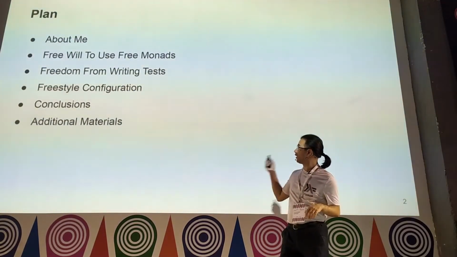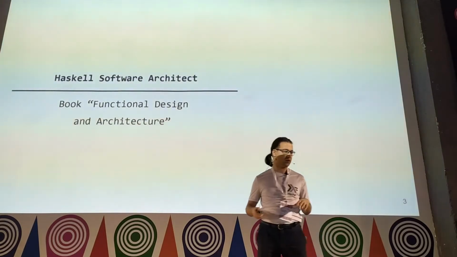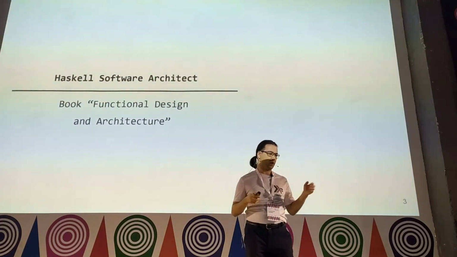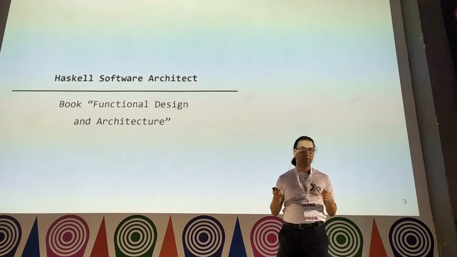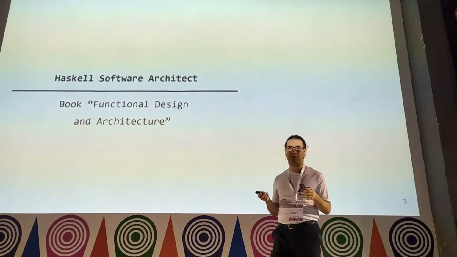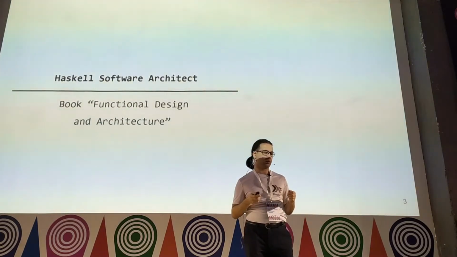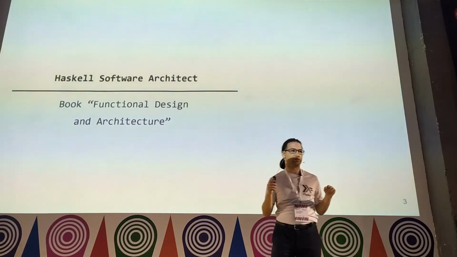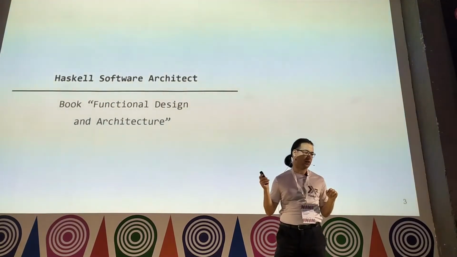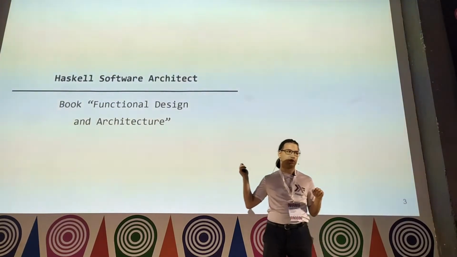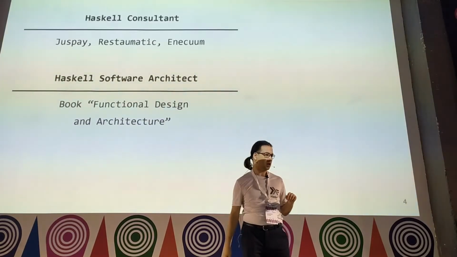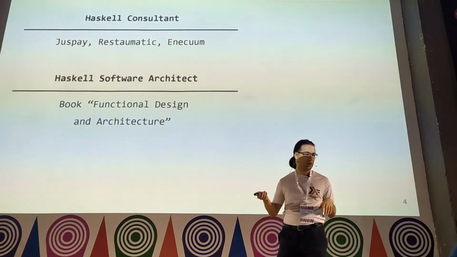Still, let's start from my presentation. Who I am. I'm a Haskeller and software architect. I am calling myself this now because I'm writing a book, Functional Design and Architecture, and all these ideas are based on this book and what I'm describing there. I also used to work in many different companies as a Haskeller, and currently I work for JustPay.